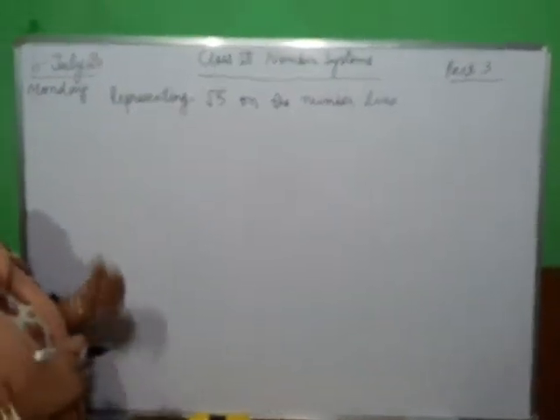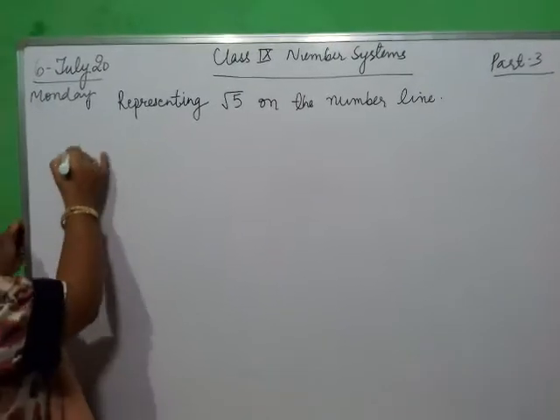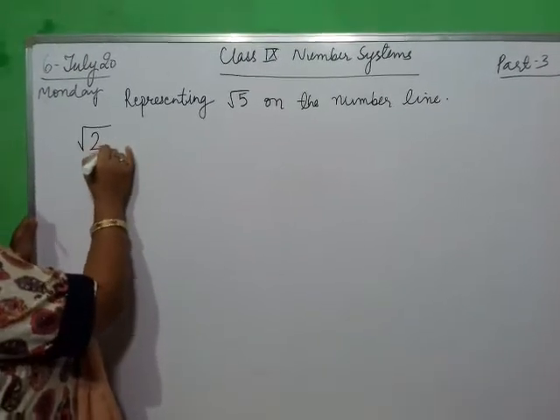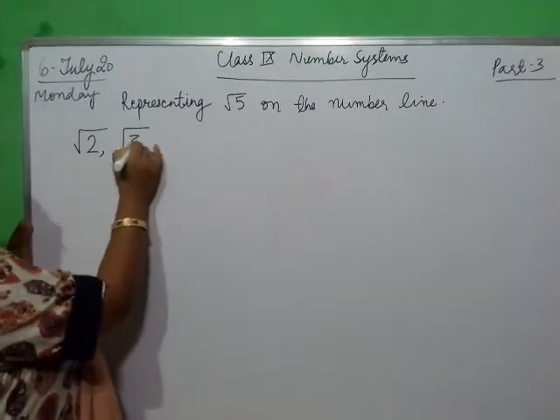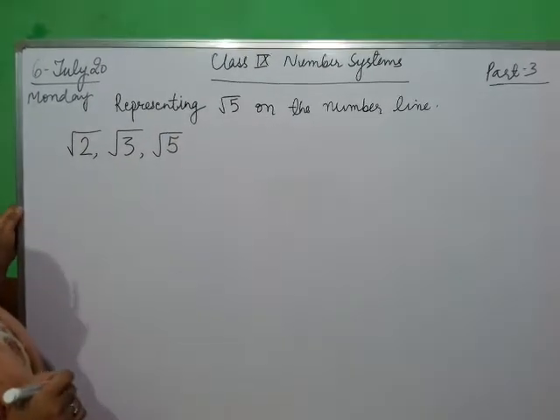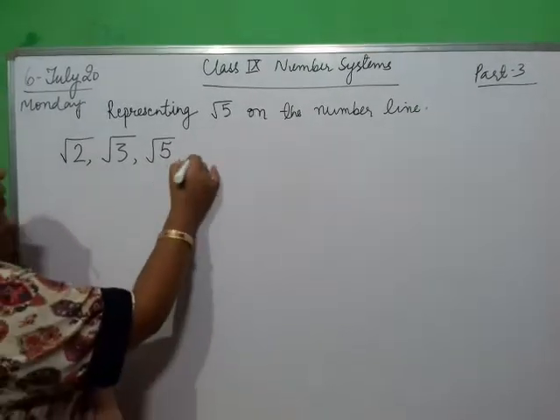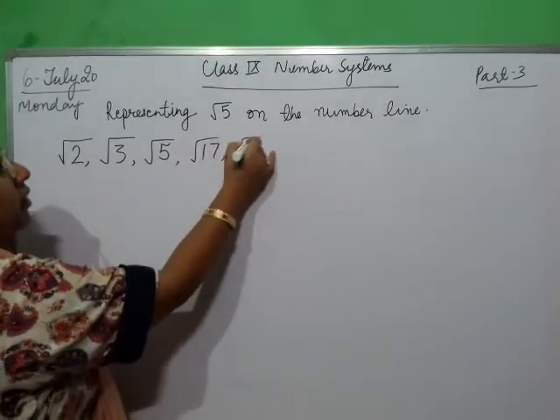With the representation of square roots on the number line. In the previous class, we did the representation of root 2 and root 3. Today we will be going to do root 5. Now, before doing these, we can represent any number on the number line.